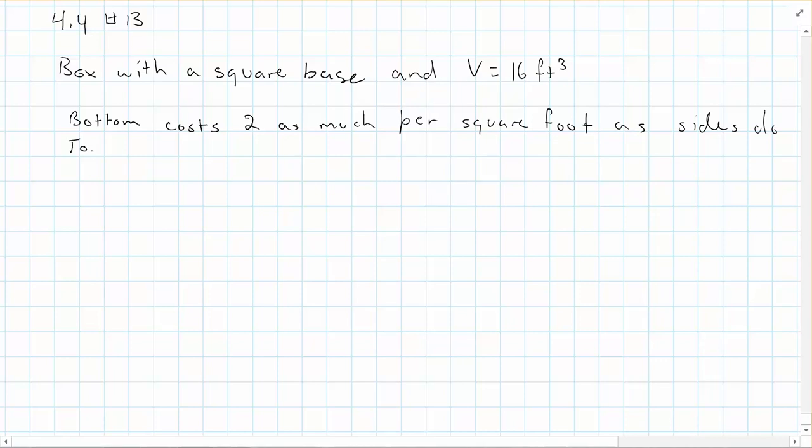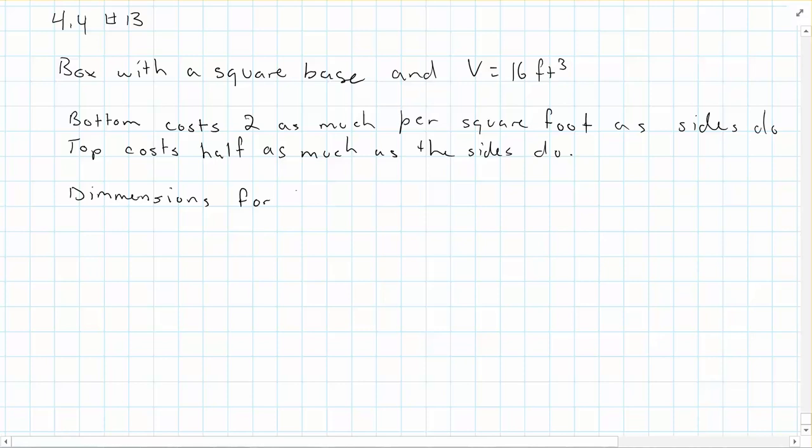and the top costs half as much as the sides do. And then we're supposed to find dimensions for the cheapest box.